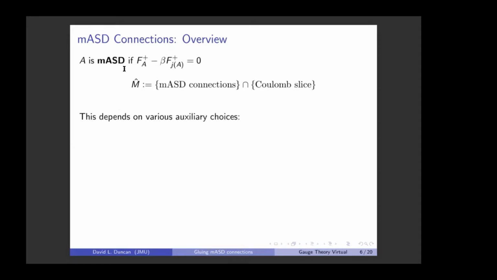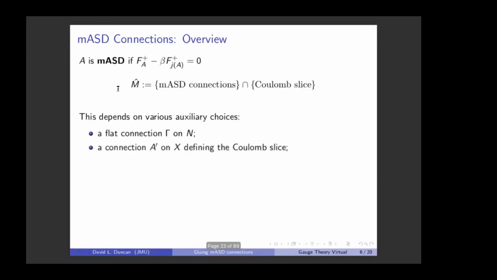And so this whole construction depends on various choices. So I want to tell you a little bit about those. So first you need to fix a flat connection gamma on the 3 manifold N. And in some sense, this is just saying we're going to be interested in those connections that are asymptotic to gamma or something sort of close to gamma. And the details of that I don't really want to get into, but that has to do with that little J function from the previous slide. But that information of gamma needs to be specified.